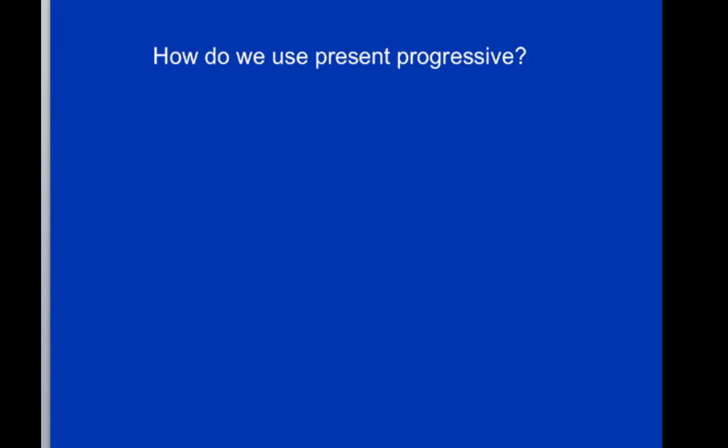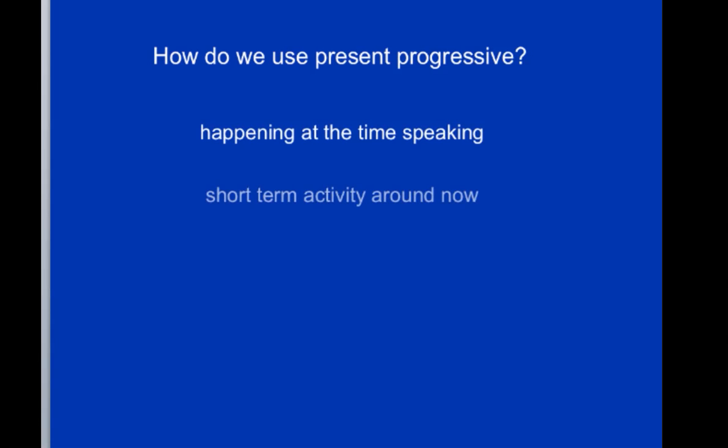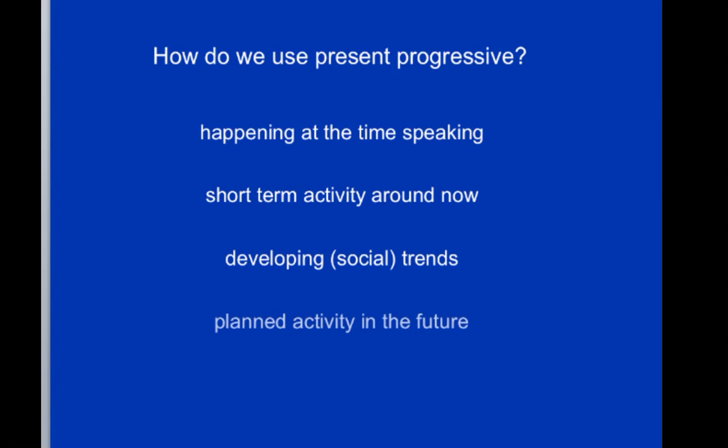So, how do we use present progressive? We use it for actions which are happening at the time of speaking, short-term activities around now, a developing social trend, or a planned activity in the future. Let's discuss this in more detail.